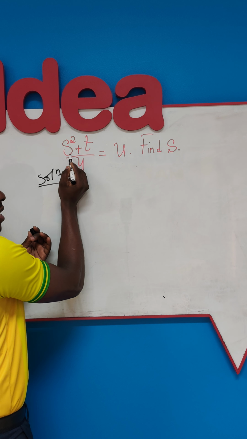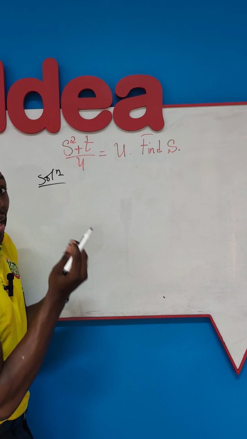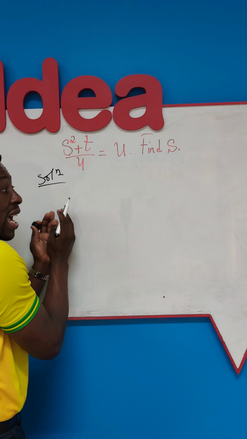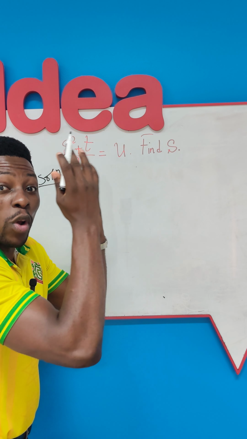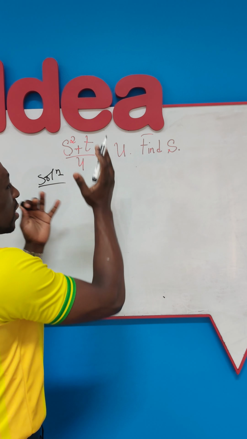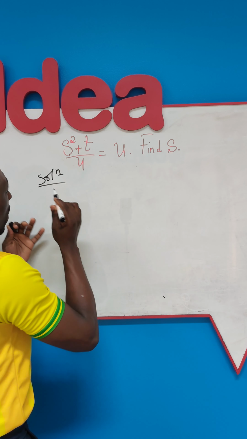How do we get to finding S? The question says find S. It means we have to isolate S and have it stand all alone on one side. This is the objective of the question. Now, how do we go about this?